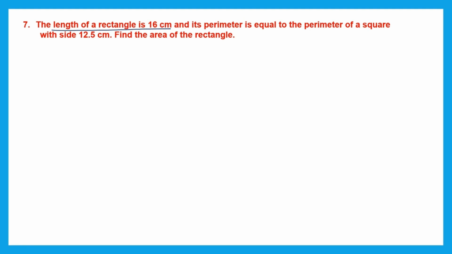So we are going to make use of this first statement here and then find the breadth. Once you find the breadth, you can find the area of the rectangle. So let's begin by saying length of a rectangle is 16 centimeters, given to us. Let its breadth be x centimeters. We don't know what the breadth is, isn't it? So first we are going to find the perimeter of this rectangle, then find the perimeter of the square.